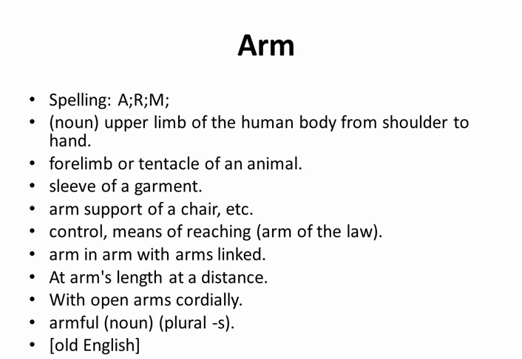Arm. Spelling: A R M. Noun: upper limb of the human body from shoulder to hand. Forelimb or tentacle of an animal. Sleeve of a garment. Arm support of a chair, etc. Control: means of reaching, arm of the law. Arm in arm, with arms linked. At arm's length, at a distance. With open arms, cordially. Armful, noun, plural armfuls. Old English.